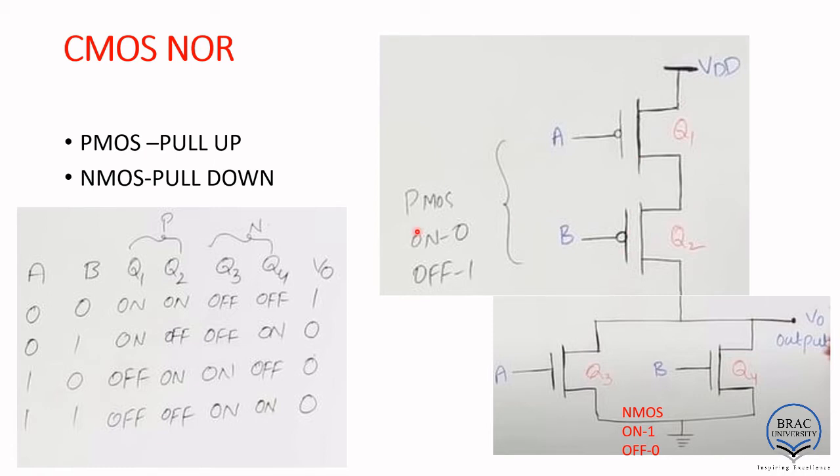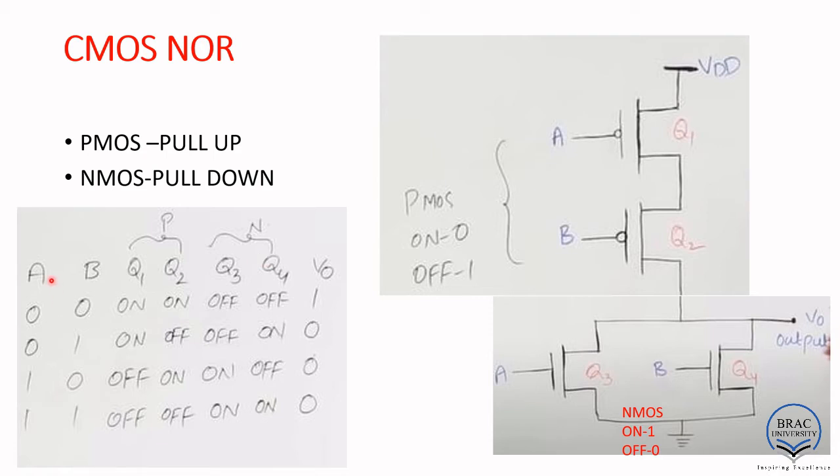So from the previous slide, we know our PMOS will be on for 0 volt and off for 1 volt. Similarly, our NMOS will be on for 1 volt, off for 0 volt. So if you want to determine the truth table for the CMOS NOR gate, we have the inputs A and B, so you can write A and B. Q1 and Q2 are the PMOS transistors, Q3 and Q4 are the NMOS, and V0 is our output.